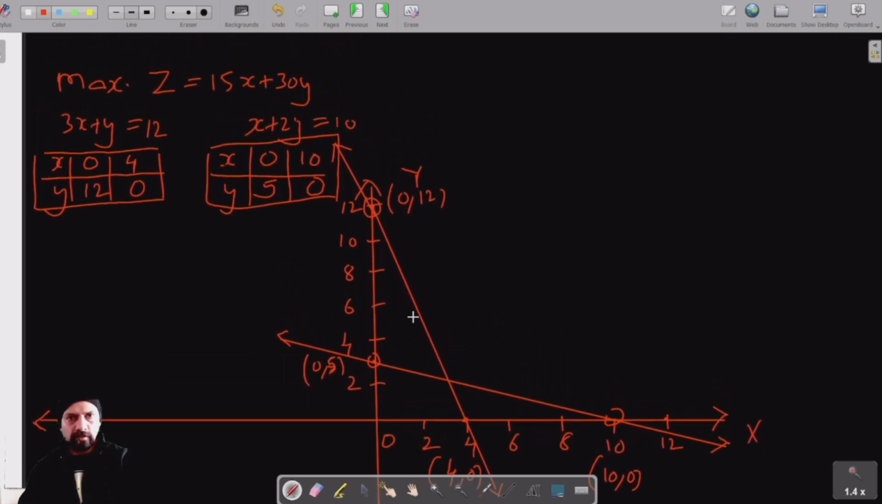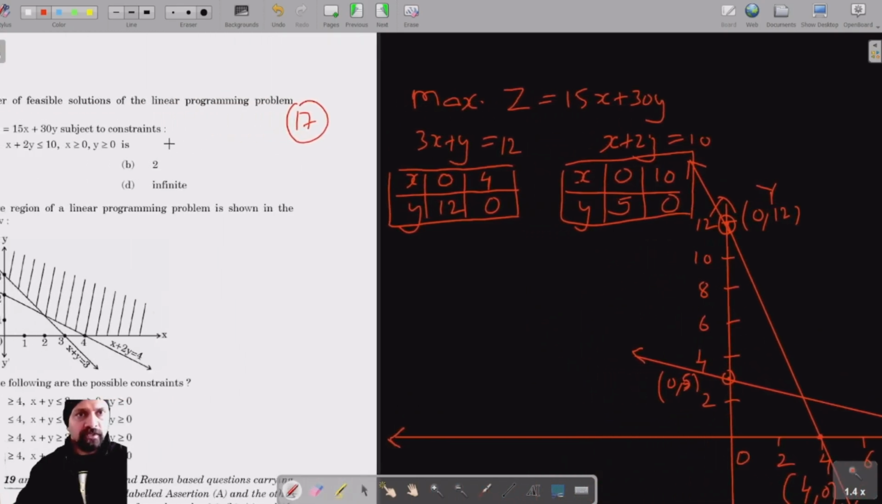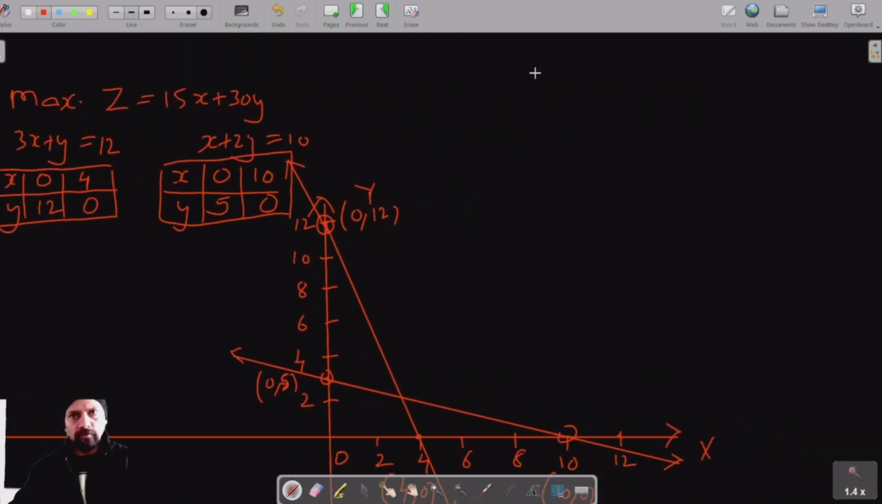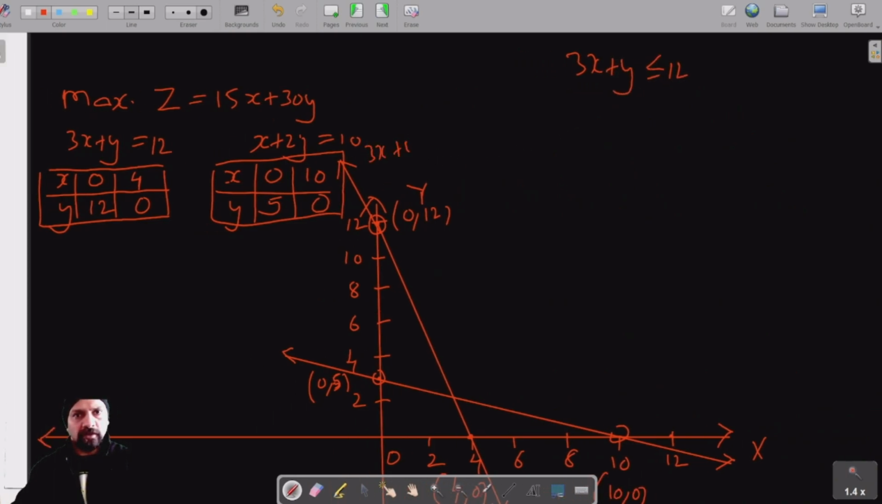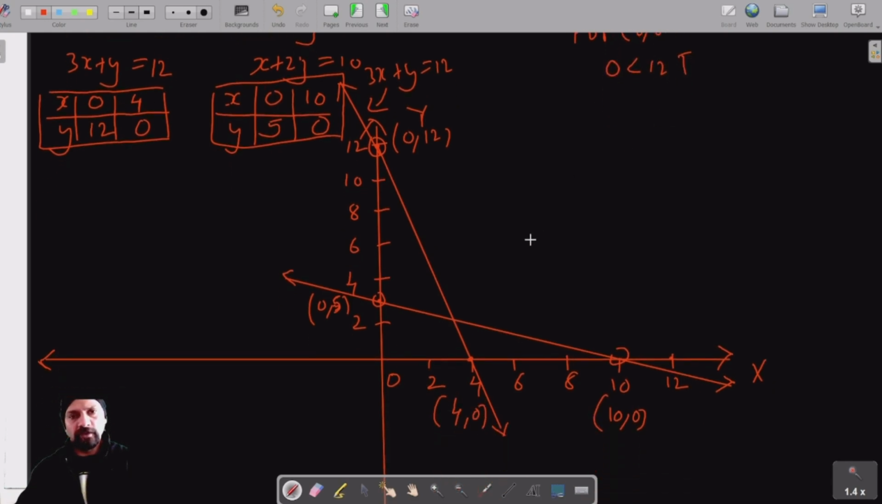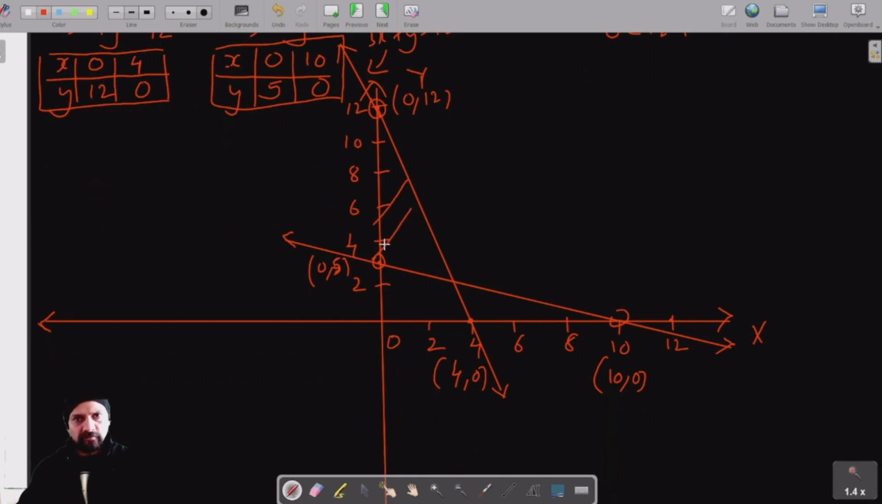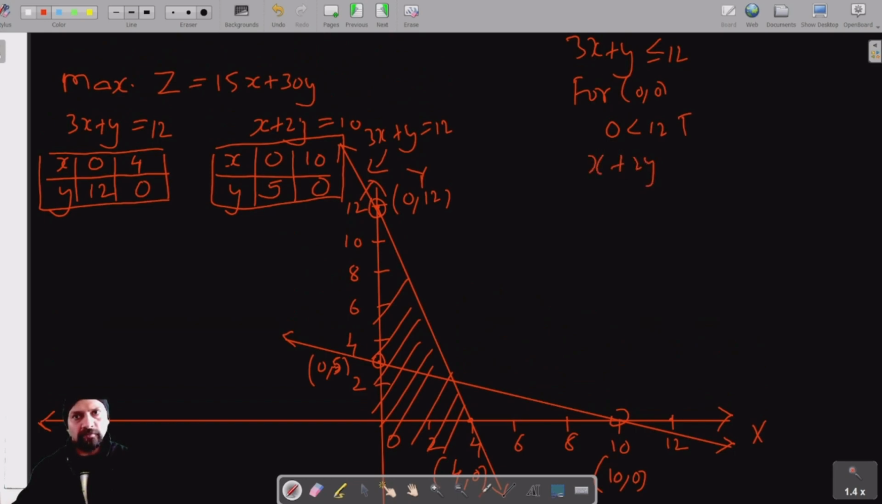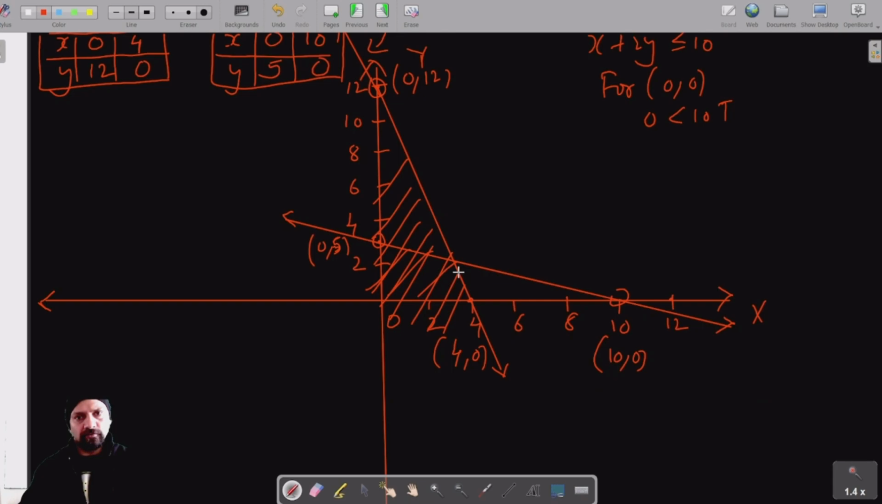Okay. Now let's get the corner points. So 3x plus y is less than or equal to 12, and this is the graph of 3x plus y is equal to 12. And if we check it for 0, 0, so 0 is less than 12, so it's true. So the graph of this inequality is towards the origin. And for the second one, it's also x plus 2y is less than or equal to 10. So for 0, 0, 0 is less than 10, which is true. So its graph is also towards the origin. And we have the common region.